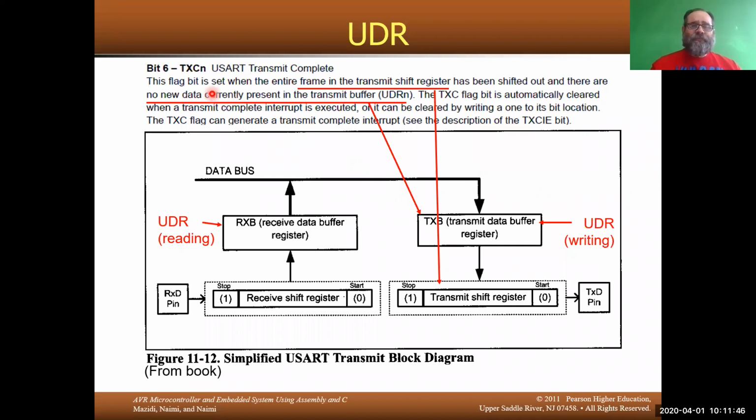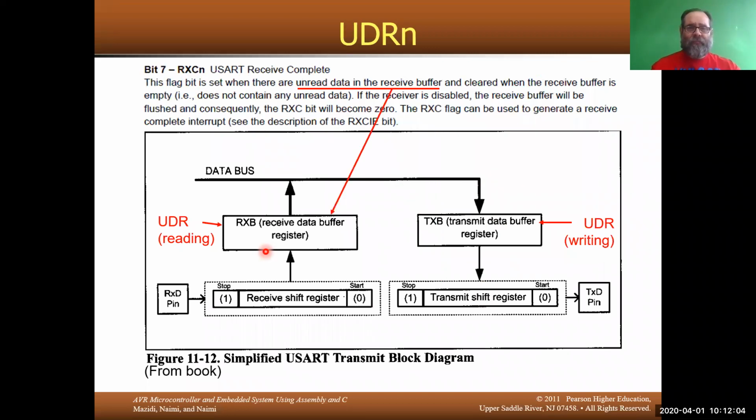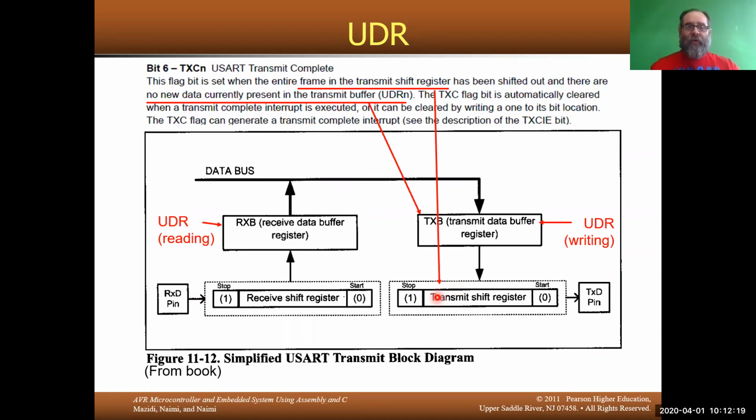Okay, there are actually two different flags relative to the transmit side. With the receive side, if I go back to the receiver, you don't really care what's happening in here. All you care about is when there's a character in the receive buffer I've got to read. With the transmit side, you might care when this is empty and there's no character here.